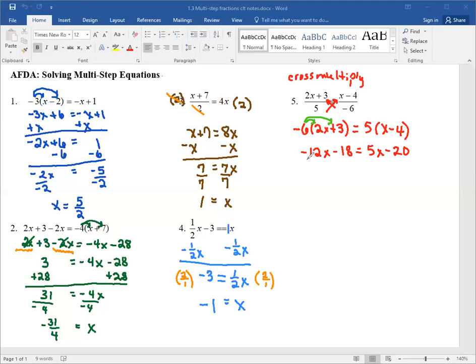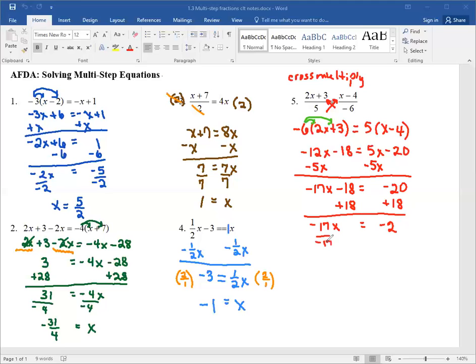All right, I'm just going to keep my x's on the left this time, so I'm going to subtract 5x from both sides. Negative 12 minus 5 is negative 17x. The negative 18 is still there, didn't go anywhere. All right, and now I need to move the 18 over with the 20. So I need to add 18. So negative 17x is equal to negative 20 plus 18 is negative 2.